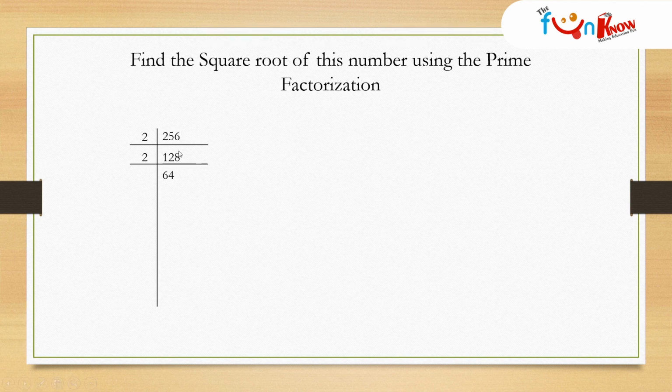That is, 2 6s are 12 and 2 4s are 8. So 64 is the answer. We will divide further. 2 3s are 6 and 2 2s are 4. So 32. Then we'll divide further. Now you will say 32. So basically, if I want to divide it, 2 16s are 32.